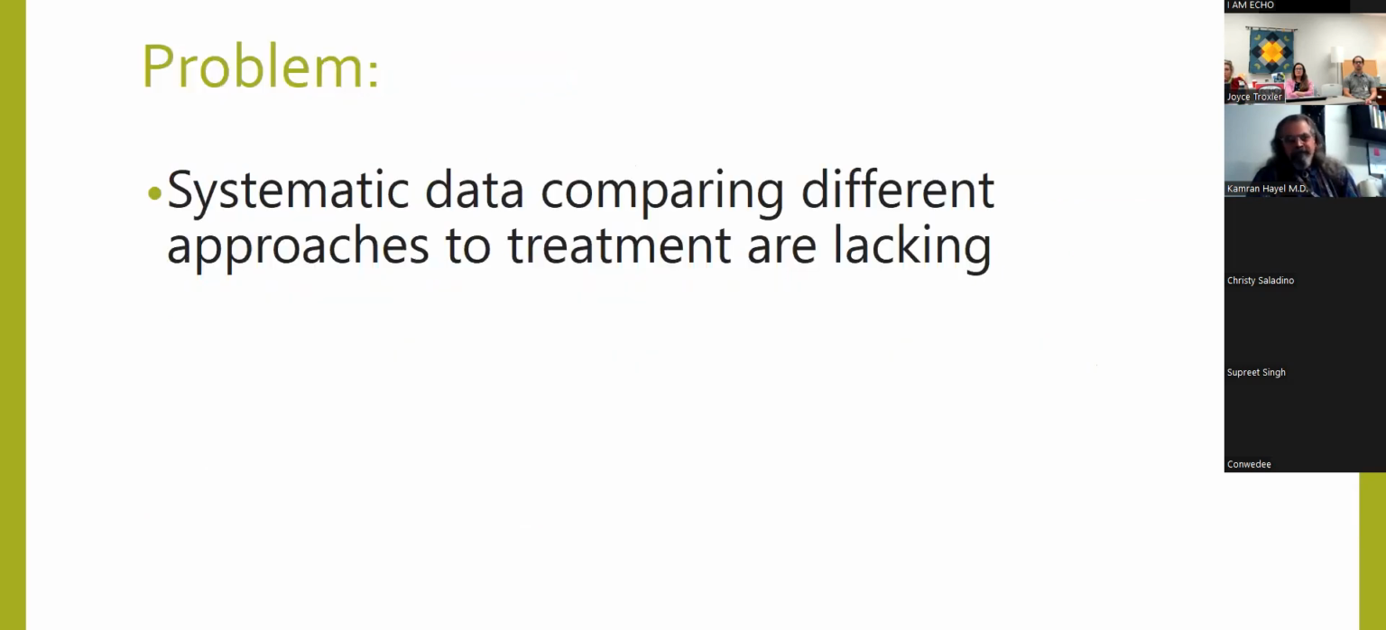The problem is there are not too many systematic studies comparing different approaches to the treatment. And so we need lots of research on that.